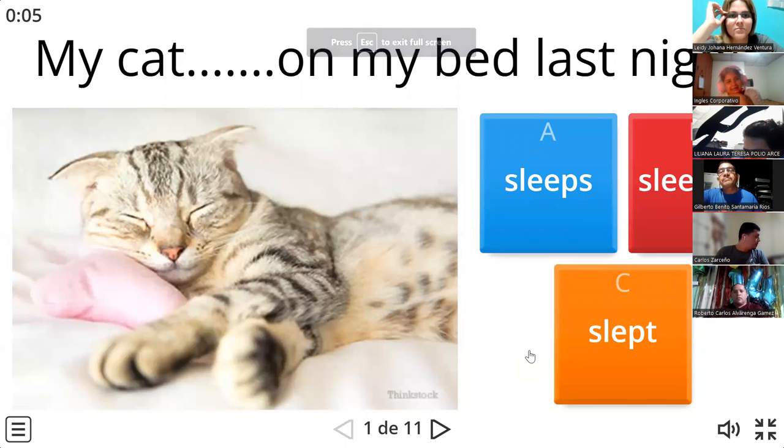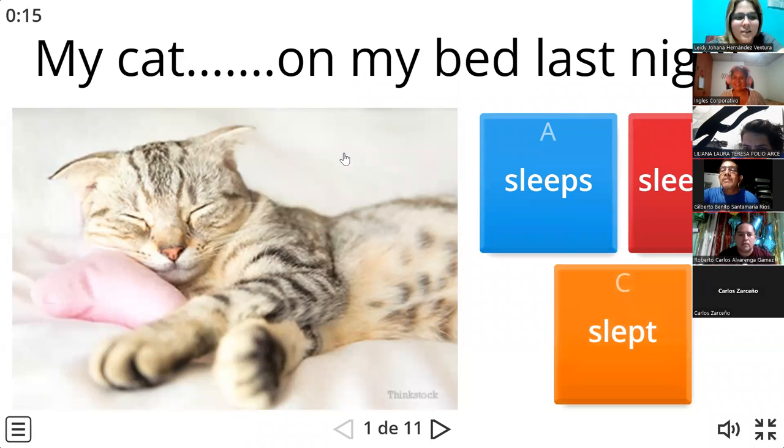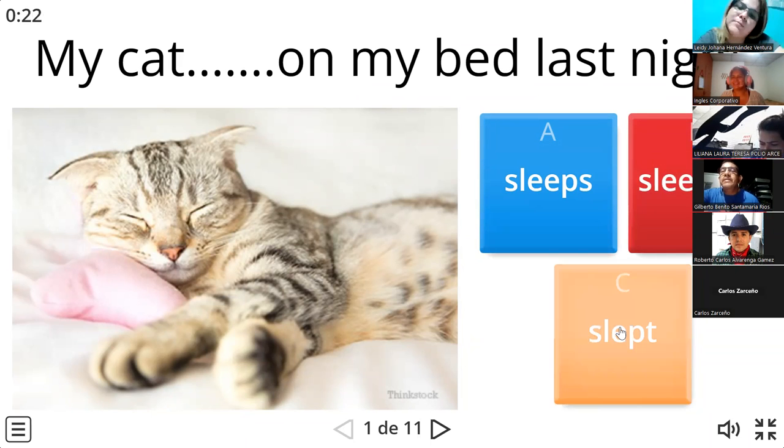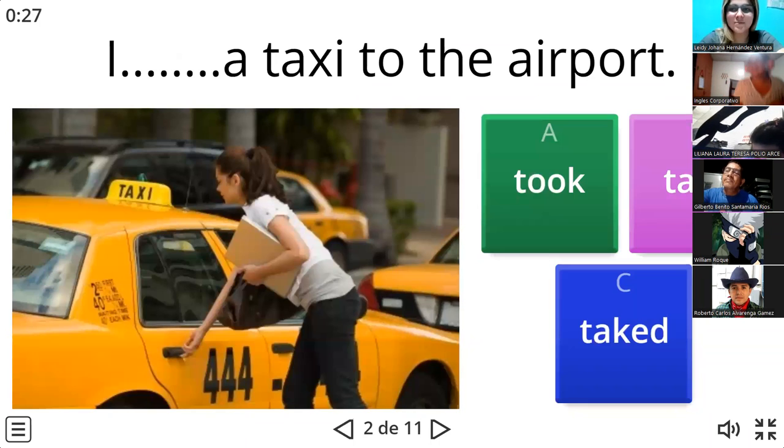Okay, my cat sleeping. I have a cat here. Let me show you my cat. Sleeping. Sleep. Slept. Just allow me a moment. Okay, come here. Okay. This is my cat. Ah, he's beautiful.